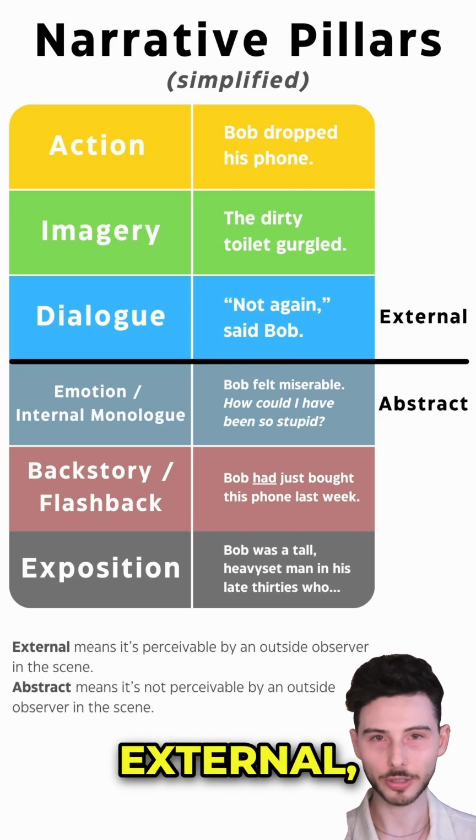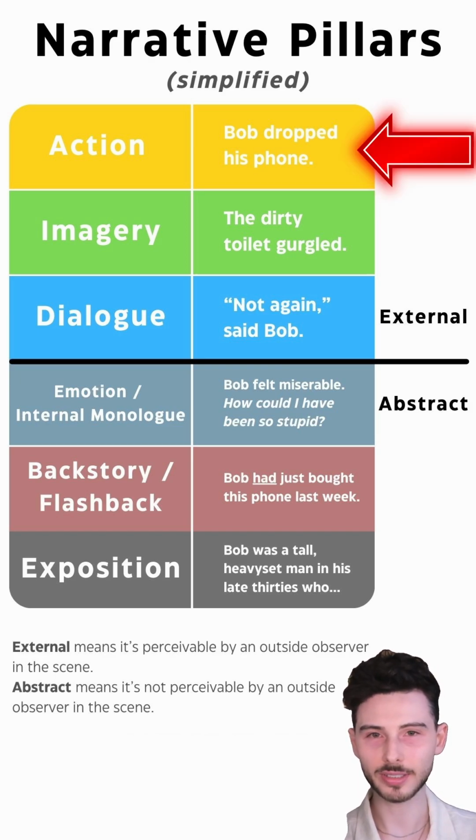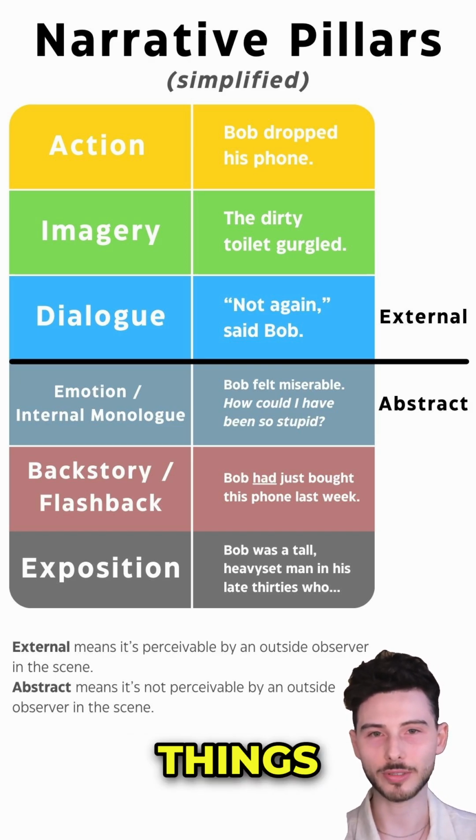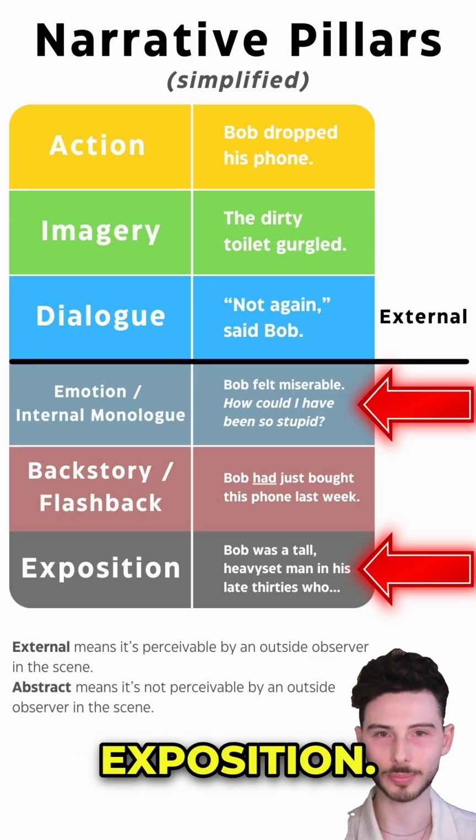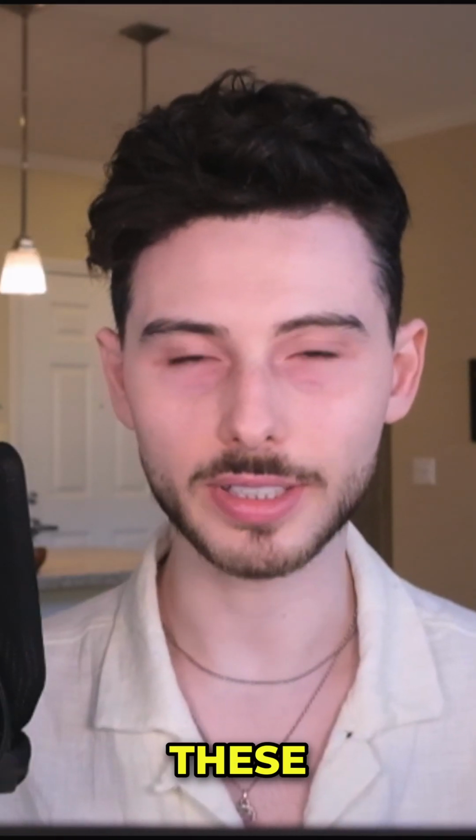You have external, concrete things like actions, and you have internal, abstract things like characters' emotions and exposition. A story needs all these things, so the trick is you start and end your paragraphs with the concrete external things, and you stuff the internal things that are more abstract in the middle of the paragraph. Let's look at an example.